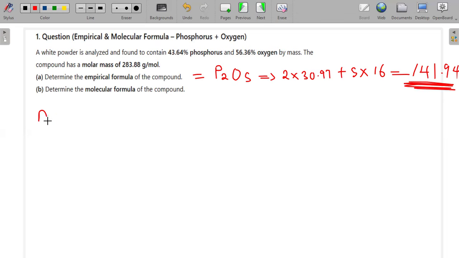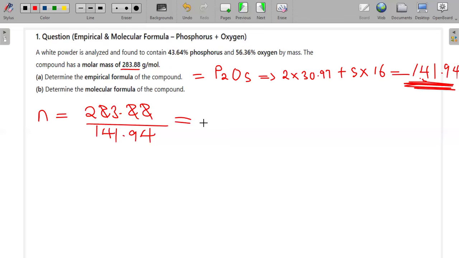So I just have to find that factor now. So that factor is molar mass, which is 283.88 divided by empirical formula mass, which is 141.94. So what do I get? So 283.88 divided by 141.94. Okay, so when I do that, I get 2 exactly. So that will be my factor.